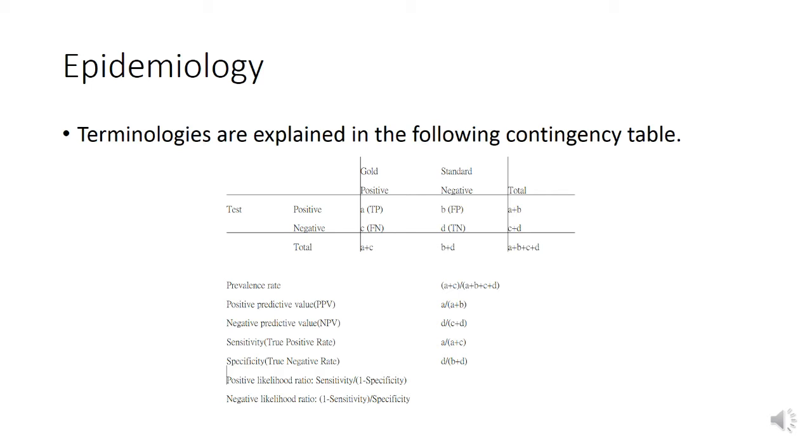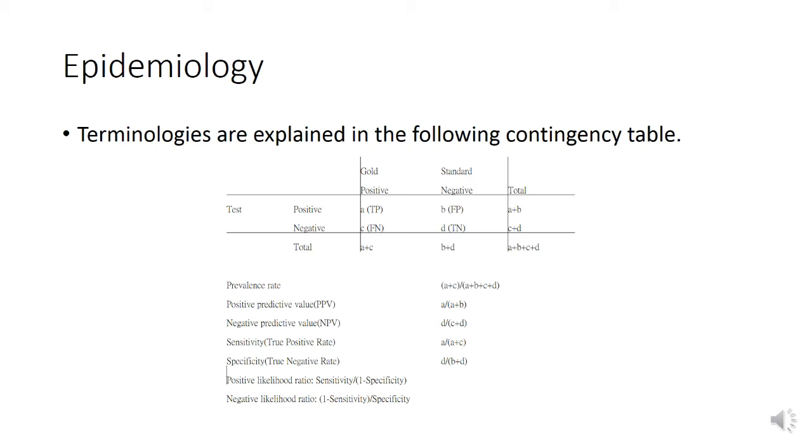However, it's a little bit tedious to talk about true positive, false positive, and so on. So let us use the symbols of A, B, C, D to represent true positive, false positive, false negative, and true negative. There are several probability concepts in the contingency table.